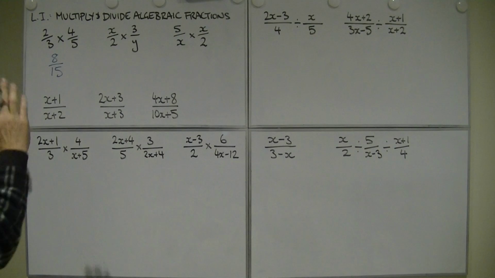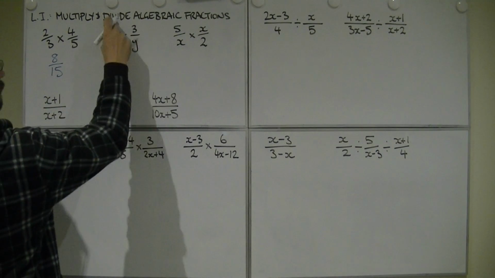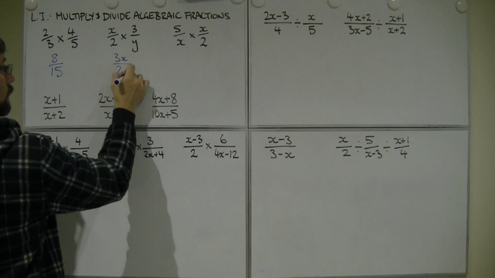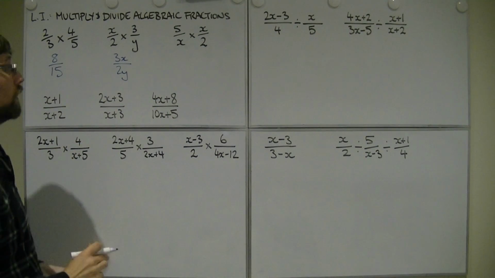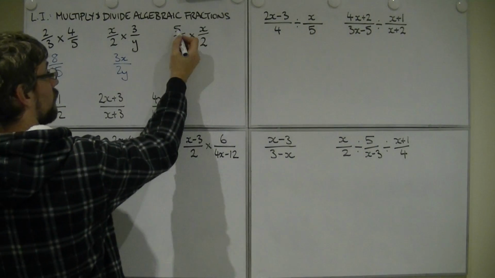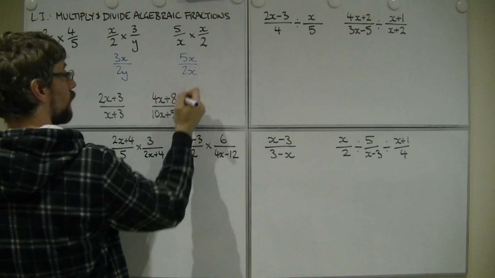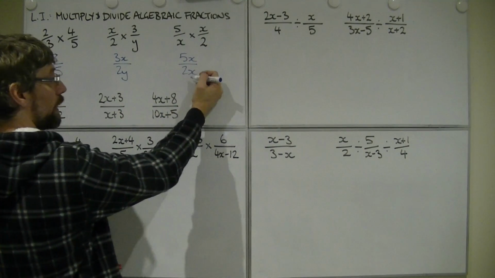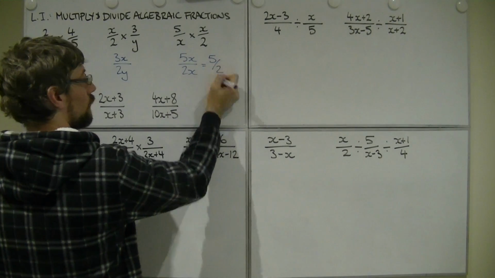Okay, well, unsurprisingly, algebraic, it's the same basic idea. So times the top, x and 3, so that's 3x, times the bottom, 2 and y. Do I have anything in common? No, so I'm done. It's that easy. Okay, next one, 5 and x, that's 5x. x and 2 is 2x. Do I have anything in common? Yes, now I do. I've got x divided by x, something divided by itself, always 1. So this is just going to be 5 on 2.